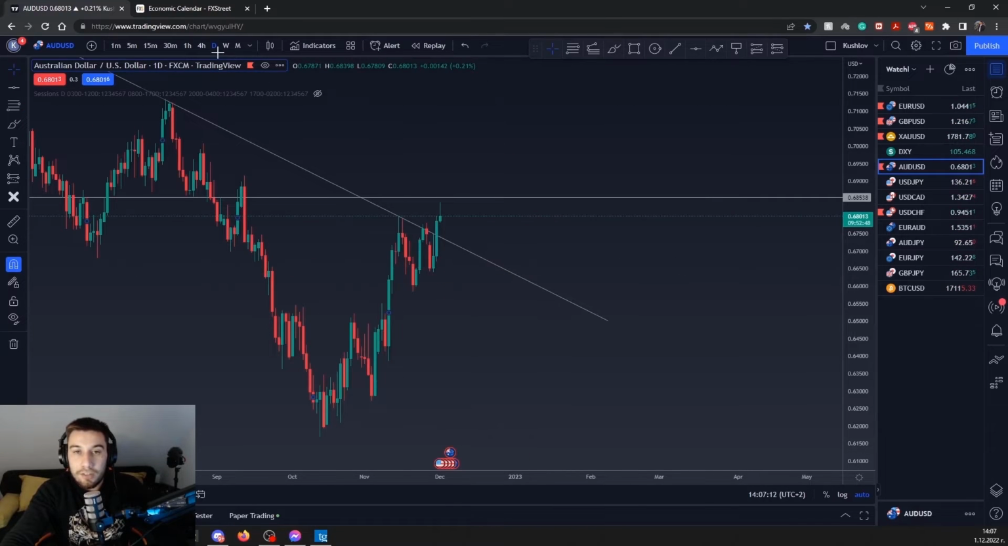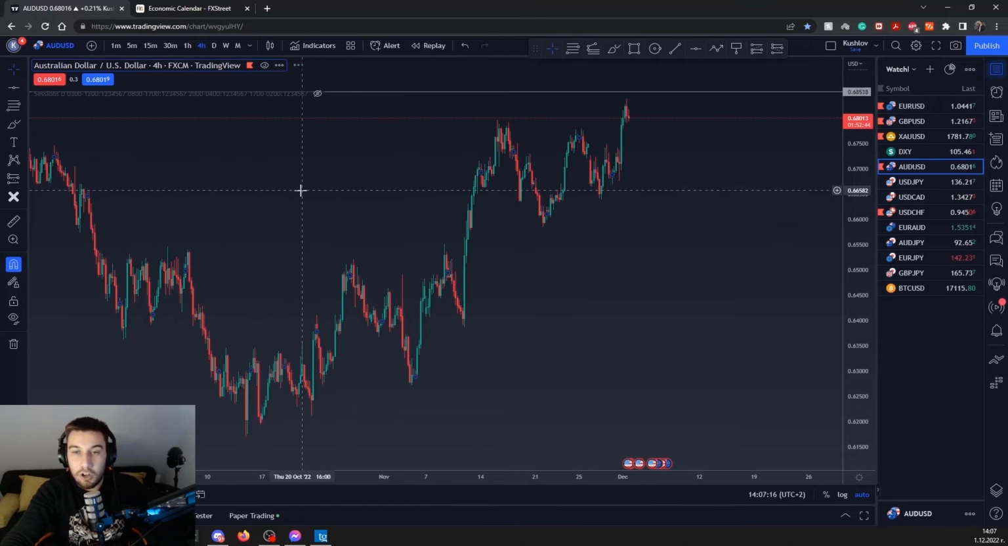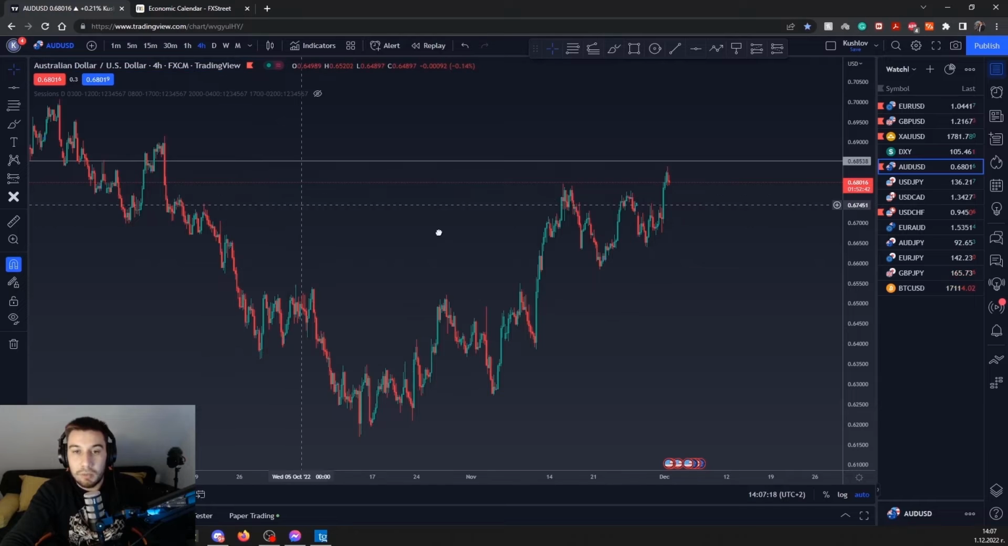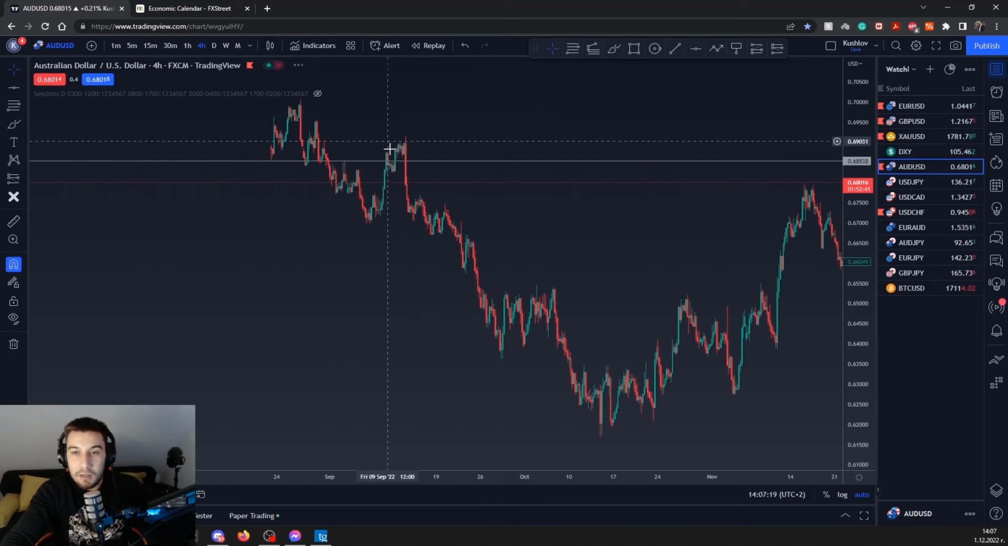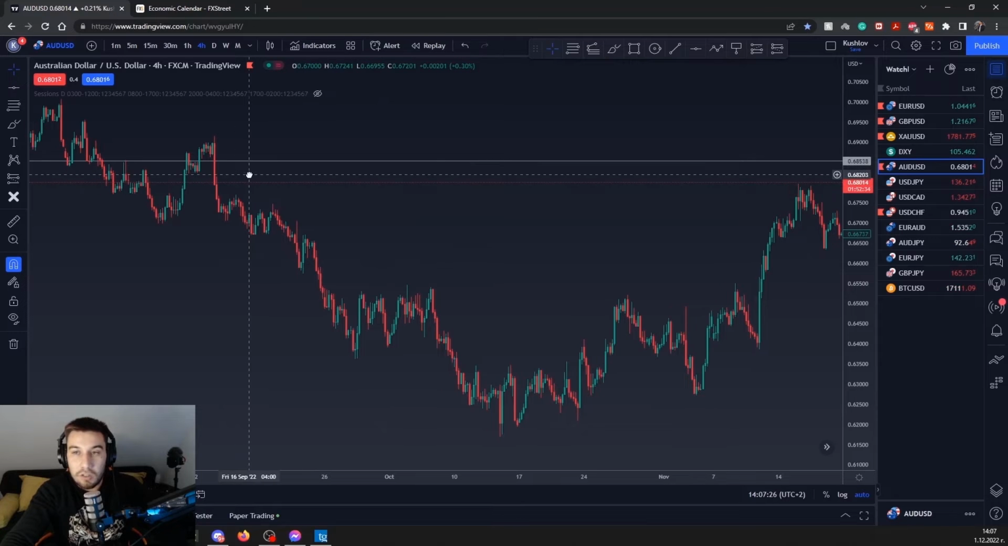But not only that, we've also got a supply area which sits just above current price levels. I'm going to zoom out a little bit, and if we look at this last high which formed around the same key level that we just talked about, we've got this supply area up here.